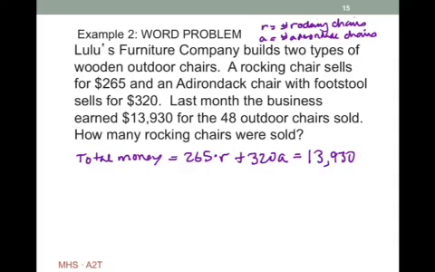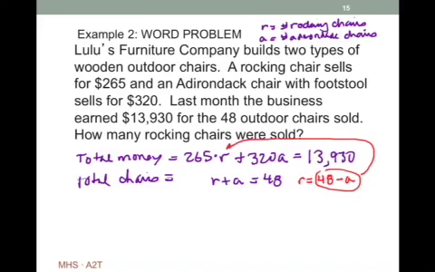Now, what other equation could we find? Well, we know that 48 chairs were sold altogether. So if the number of rocking chairs plus the number of Adirondack chairs has to add up to 48, we just get R plus A equals 48. Now that's a perfect problem to solve using substitution. I can get R all by itself really easily, 48 minus A. I'll take that and plug it in for R in the other equation. We're going to get some pretty big numbers, but with a calculator it shouldn't be too hard. So I go ahead and put 48 minus A in for R, plus 320A equals 13,930.